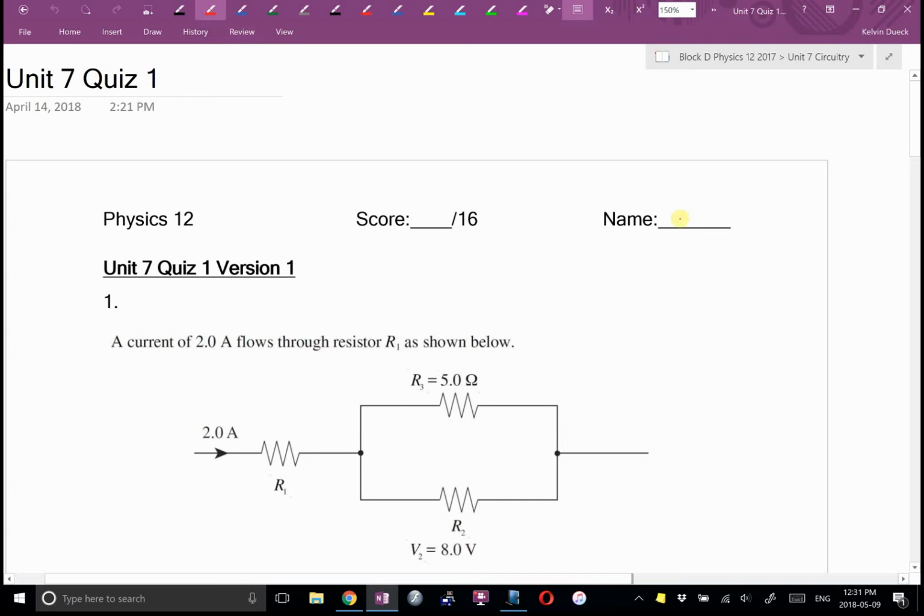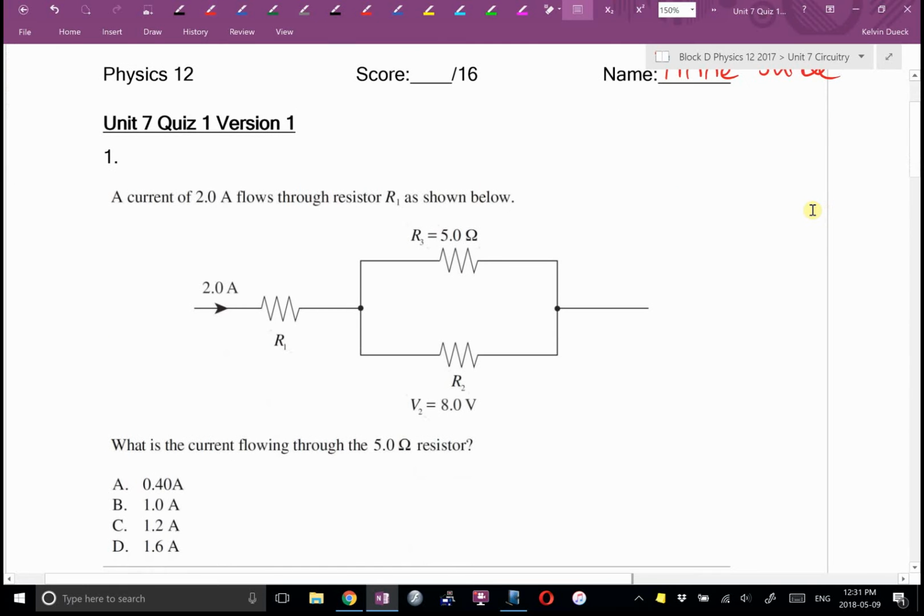Quiz 1. I hope this works out. This is a brand new quiz that I never gave before. What's the current running through this 5 ohm resistor?